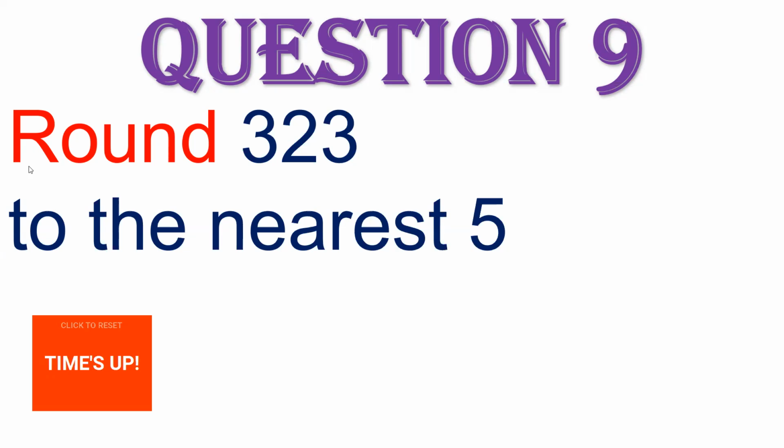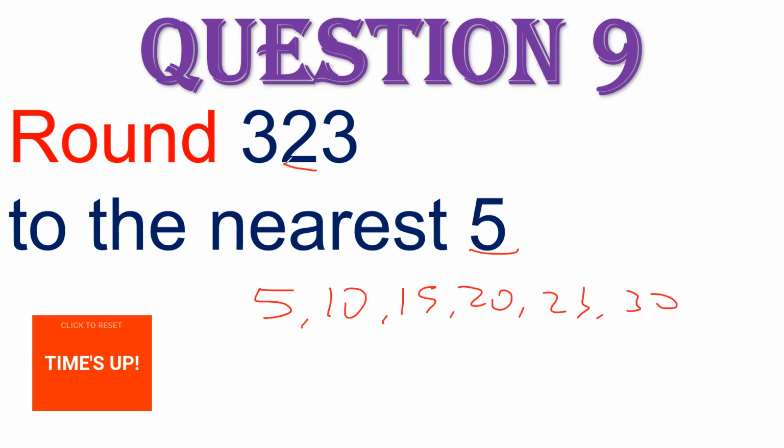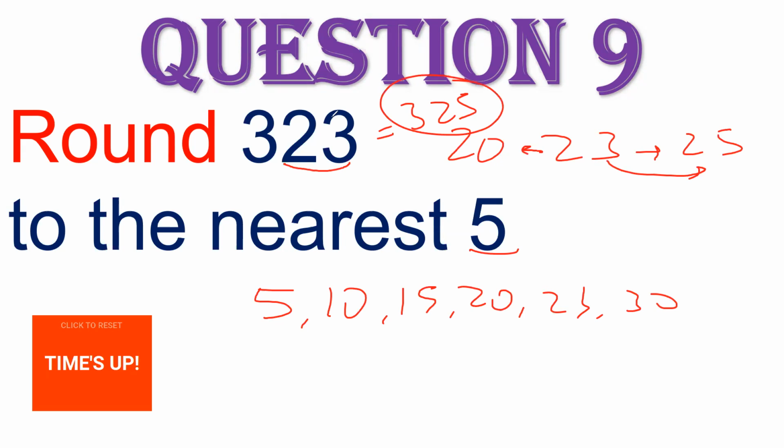Now we are busy with our numbers about 5. So nearest 5 means you can just use 5, 10, 15, 20, 25, 30. But what's our number? Or I will give you another option now. So 23. Before 23, what do we have about 5? 20. And this side, what do we have? 25. So it is close to 25. You can round it to 325. This is option 1.